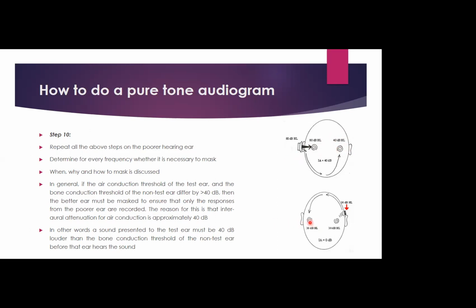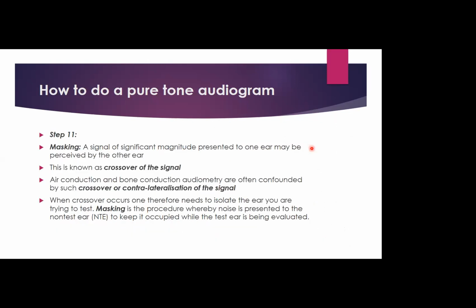Similarly, if we place a BC vibrator on the skull bone, the mastoid process specifically, it stimulates both the cochleae simultaneously through the whole skull. So the interaural attenuation is said to be 0 decibels for bone conduction. Whenever we are carrying out bone conduction audiometry, we should always perform masking in the non-test ear. Wherever we are presenting the signal, we consider it the test ear, and the other ear is considered to be the non-test ear.